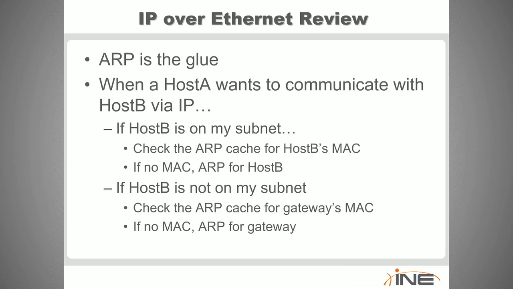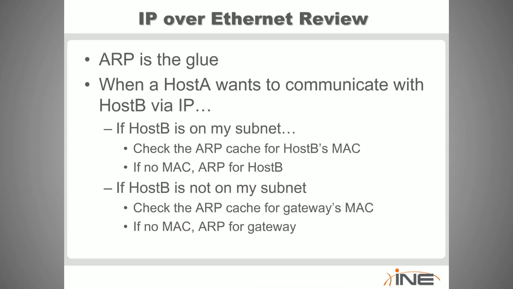Now, if it already has the entry in the ARP cache, then it's going to skip over that. It means that previously it had already ARPed for B. But the vast majority of the time, B is not going to be in the local subnet. So if B is not in the same subnet as A, A is now going to look to see what is its own default gateway.